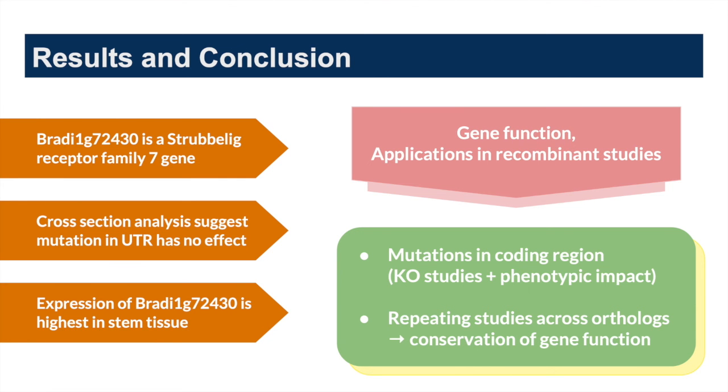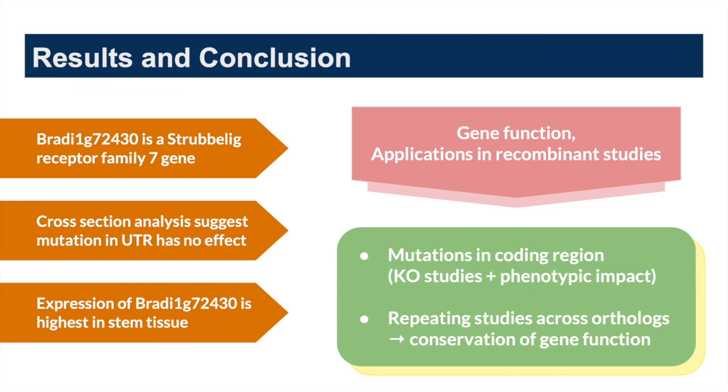So in summary, the Bradi1g72430 gene is likely a Strubbelig receptor family 7 gene. It contains an LRR-RLK, and a protein BLAST revealed 100% homology with this class of receptors and close matches of other families of Strubbeligs. It's likely to mediate response to cell wall damage, and cross-section analysis confirms that a mutation in the UTR has no effect on phenotype.